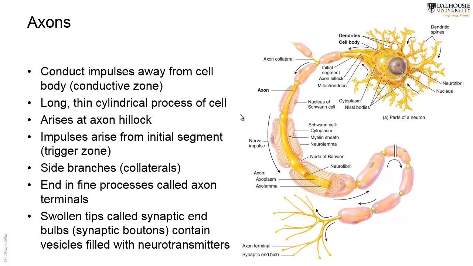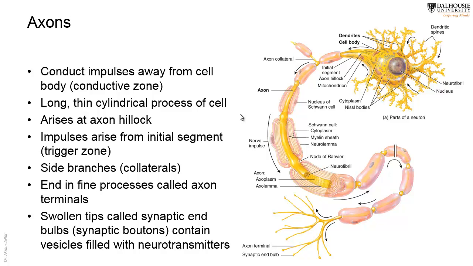So this part of the cell body is called the axon hillock, and it connects to the axon at a place which is called the trigger zone. Here, this is the trigger zone. This is where the electrical impulse starts. It's between the initial segment of the axon and the axon hillock. We call it the trigger zone, the beginning of the electrical signal.